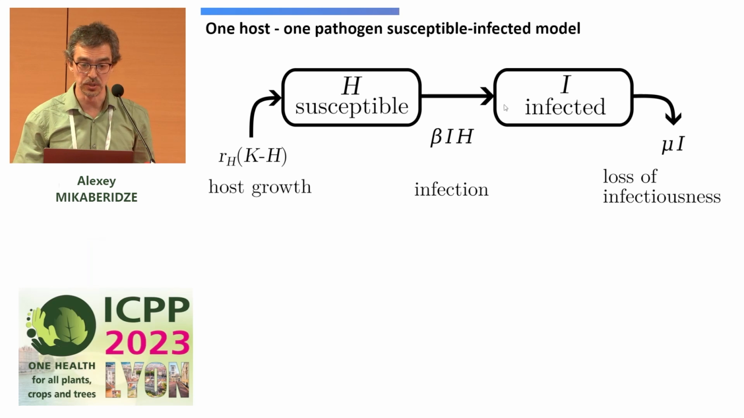The different arrows represent the different processes. We have host growth here, and the important process of infection that converts susceptible hosts to infected hosts. The rate is beta times I times H.